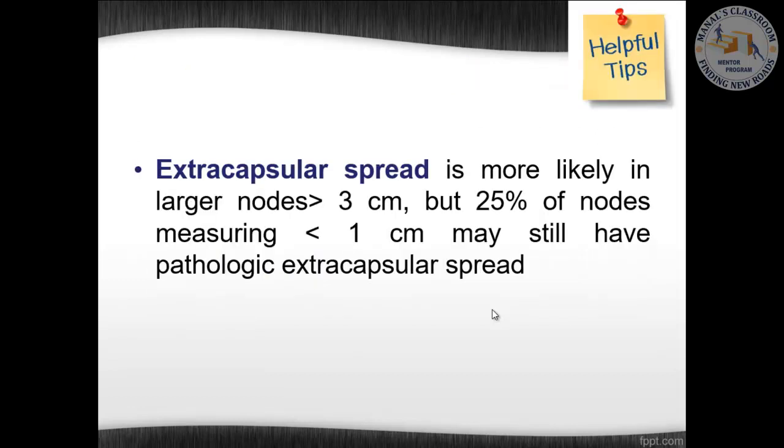So the extracapsular spread we discussed during the morphology. To check for this, you have to check around the lymph node and its borders. This mostly happens in nodes larger than 3 centimeters, but in some cases it can happen in smaller lymph nodes. As we mentioned earlier, size does not determine if it is metastatic or not. Sometimes a benign lymph node is very large and metastatic lymph nodes can be small, okay?